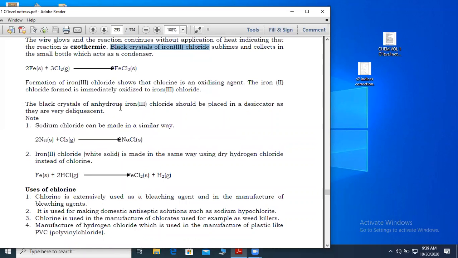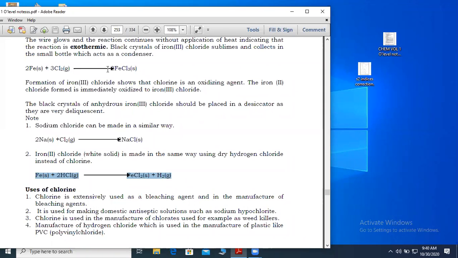Now, we usually ask about iron and hydrogen chloride. If you are using hydrogen chloride gas over iron, then the product is iron 2 chloride. And iron 2 chloride appears as a white solid. I confirm that these two reactions are very, very important. Someone serious should have written these two equations. The first one and this third one.